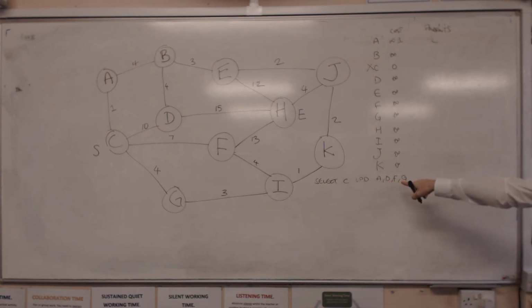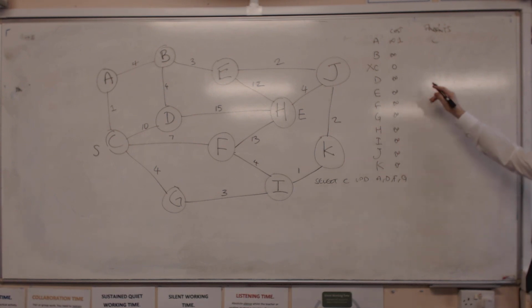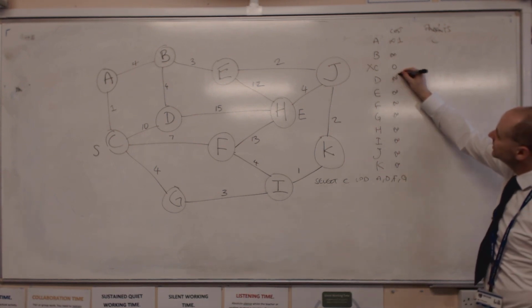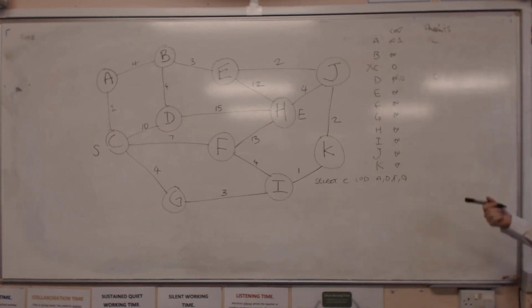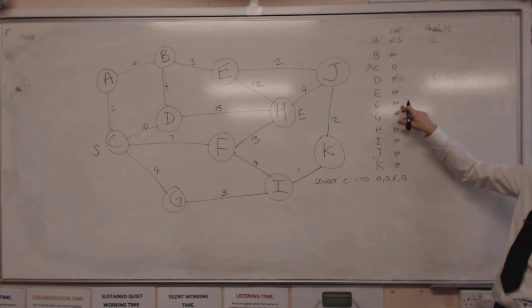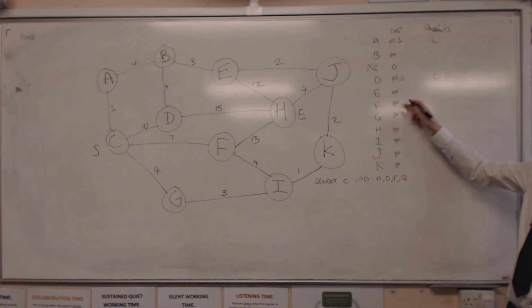Right, so the next one was D. D looks quite an expensive route. So 0 plus 10 is 10. So that again was from C. Next one is F. That's 7. Now we're only updating these because these costs are cheaper, which is why we force those infinities in, so that the initial time we examine a neighbour, they're always going to have a cost updated.